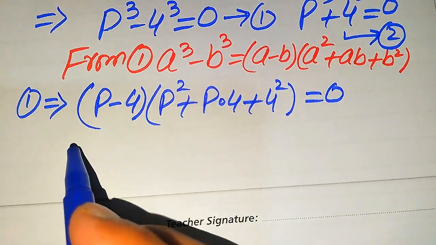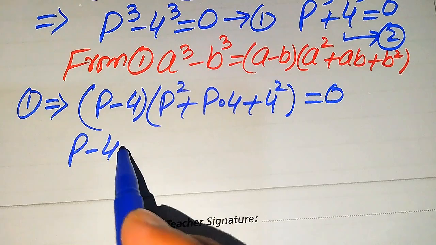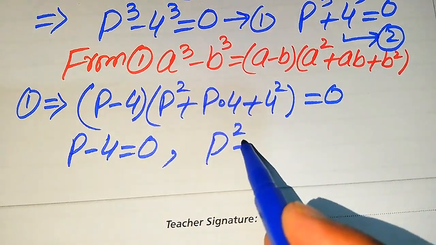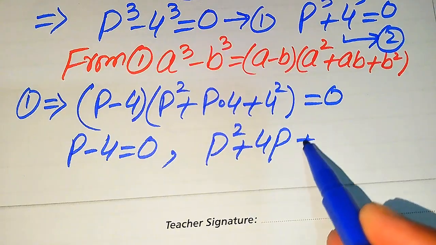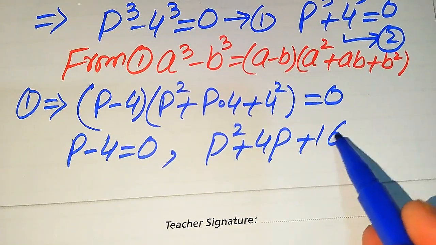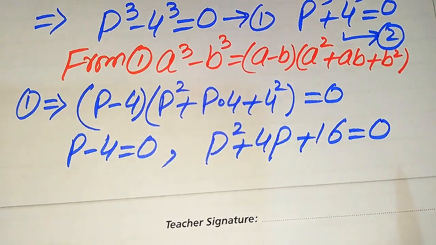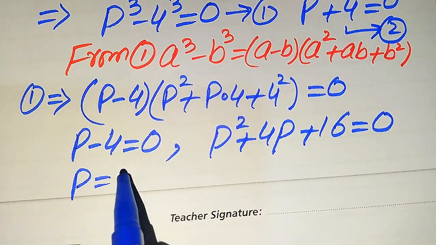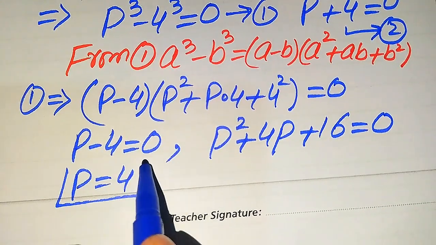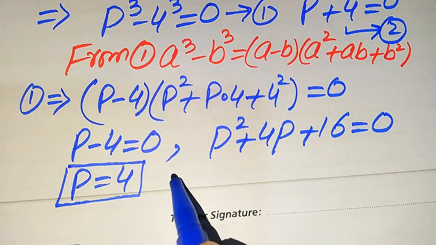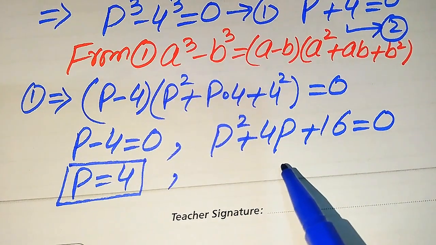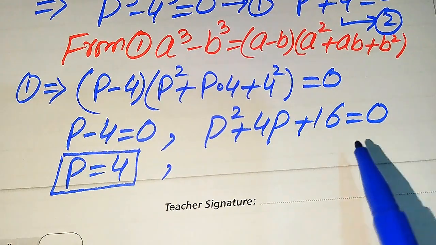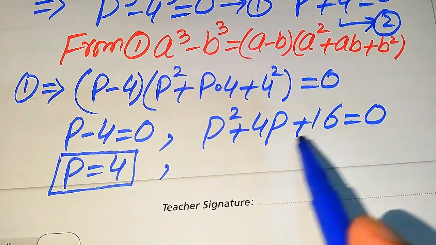And now we divide this equation into two cases. The first case is we write p minus 4 is equal to 0, and the second case is we write p square plus 4p plus this 4 square becomes 16, and this whole equation is equal to 0. And from here we easily get the value of p is equal to 4. This is the first root of the given equation, and from here we get the other roots of the given equation. So this is the quadratic equation, and here we use the quadratic formula to solve this equation.